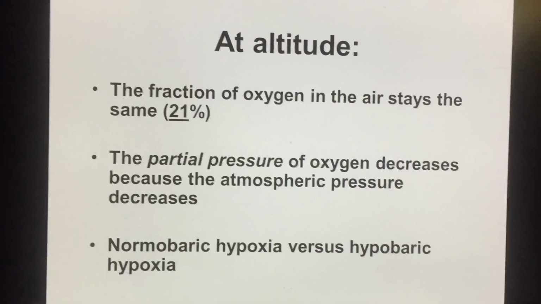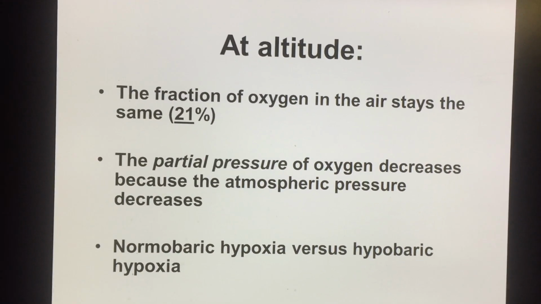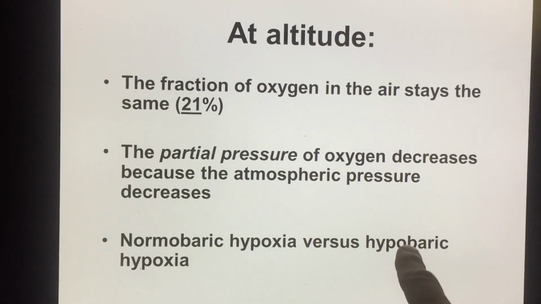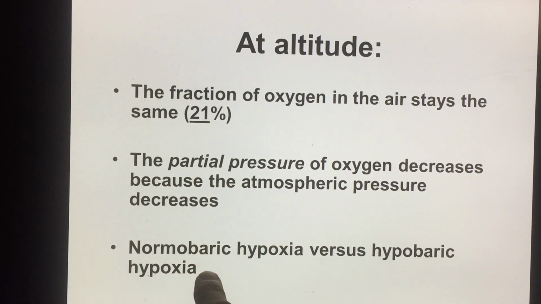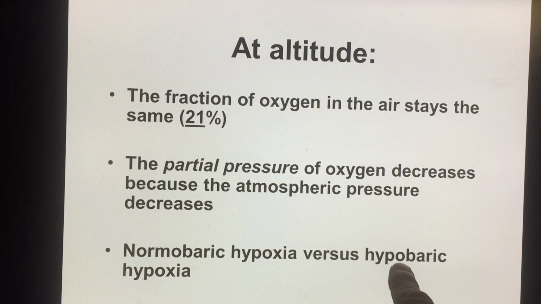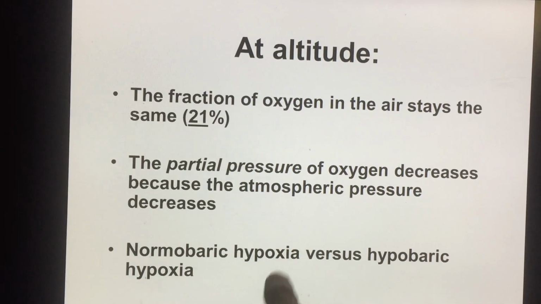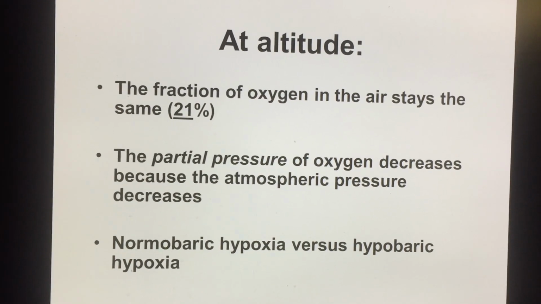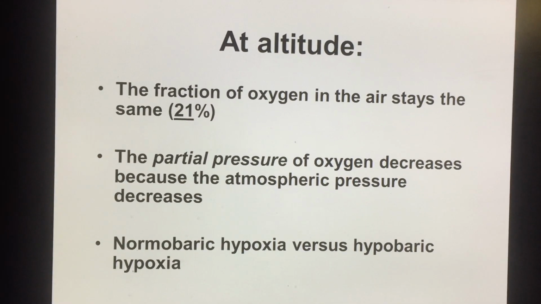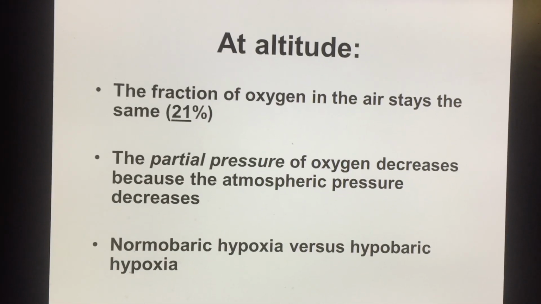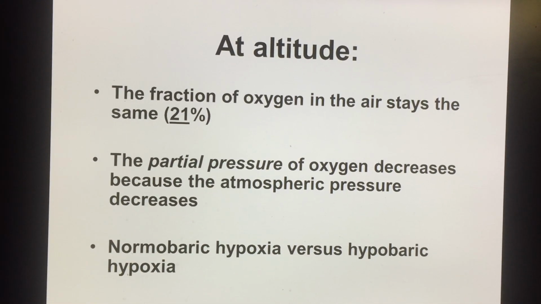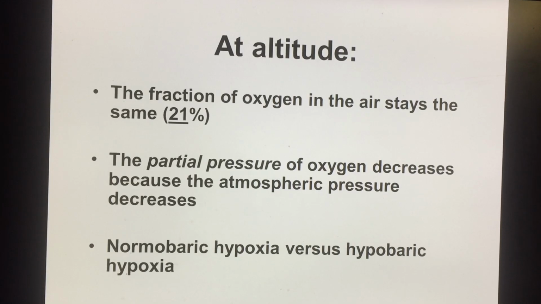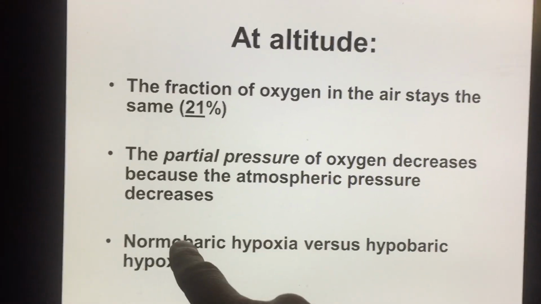There are two terms that you'll come across if you go into the altitude literature, and that is normobaric hypoxia versus hypobaric hypoxia. Hypobaric hypoxia is what you experience at altitude because of the reduced atmospheric pressure, whereas normobaric hypoxia is often done at sea level to simulate altitude. At sea level, it's difficult to reduce your atmospheric pressure. So to achieve hypoxia, usually they reduce the fraction of oxygen in the air. They deliver a lower percentage of oxygen to a participant, and that's referred to as normobaric hypoxia.